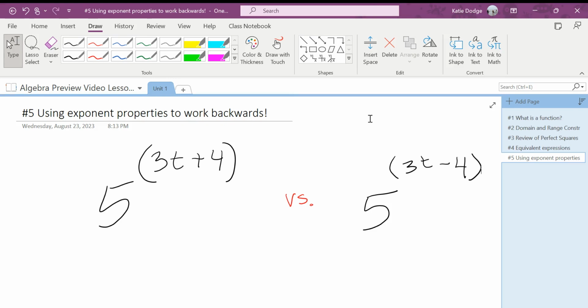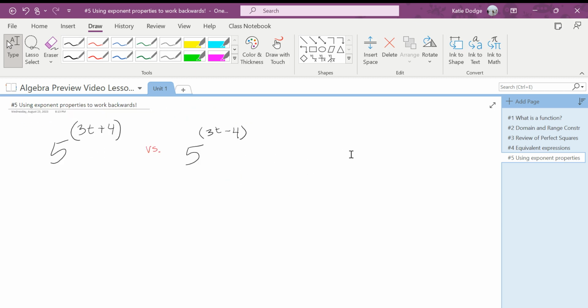Today we are going to be using the exponent properties to work backwards and basically unsimplify some expressions here. So I gave you two very similar looking problems. We have 5 to the power of everything inside these parentheses, so the entire exponent is 3t plus 4. On the other hand, we have still a base of 5, this time to the power of 3t minus 4. So the only difference would be the positive sign versus the negative sign in the exponent. So let's see how each of these is going to be broken down.